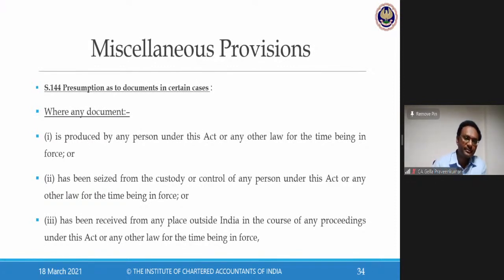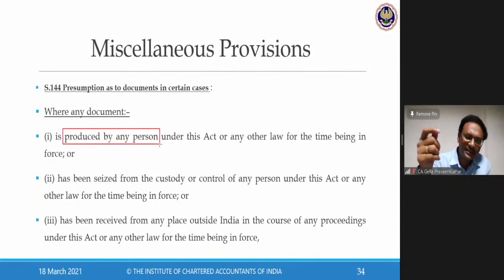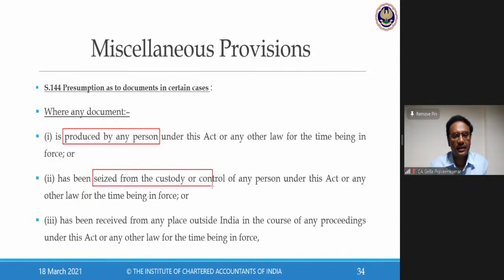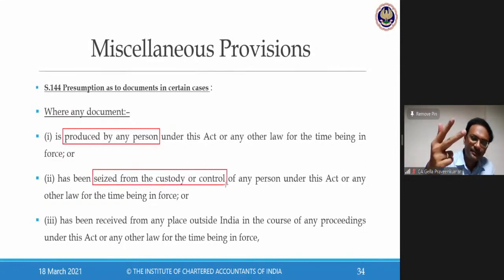Now here, when you talk about documentation, remember, these are the evidences, the way information can be collated for the purpose of assessment. Documents are produced by any person. Say a notice was sent by the departmental officer and I responded to that notice with evidence. That is one mechanism. Documents have been seized from the custody or control: that is the second mechanism. I don't come and ask you, I don't send a letter to you. I come for an inspection, and in the process of inspection, I seize some documents.